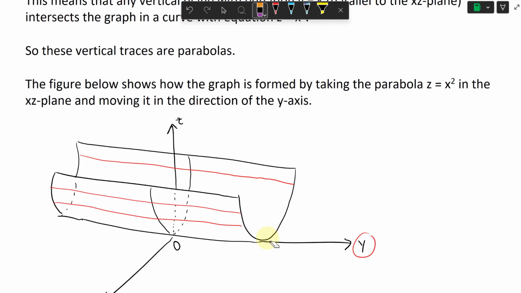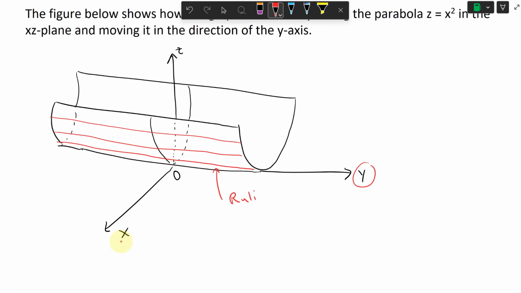I'll just put it on this side right here, etc. So on the outside, just draw those lines. Basically, have infinite amount of that, and I'll just put it in red right here. These are the rulings, and they are parallel to this y-axis line like that.